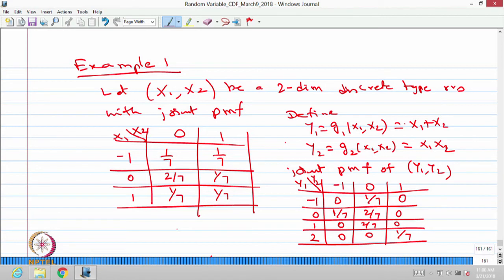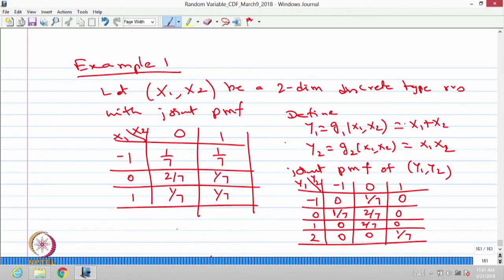Again you can cross check whether the whole summation, a double summation over y1, y2, has to be 1. 1 by 7, 1 by 7, 2 by 7, 2 by 7, 1 by 7, therefore the addition is 1. Here also you can find the marginal distribution of y1 and y2 from the joint distribution.